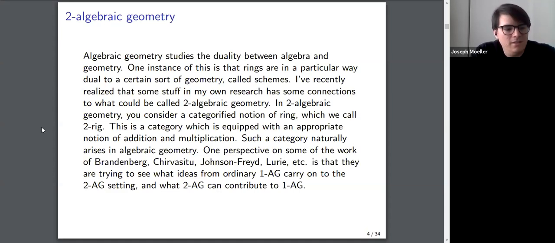And this stuff looks really cool, but the only problem is that I don't know enough regular algebraic geometry to say anything about how these categories look like a categorified version of regular algebraic geometry. So that's why I'm giving this talk, to teach myself some algebraic geometry and figure out what's going on. And some names that are attached to this stuff are Brandenburg, Shrivastava, Johnson-Freyd, and of course, Jacob Lurie.